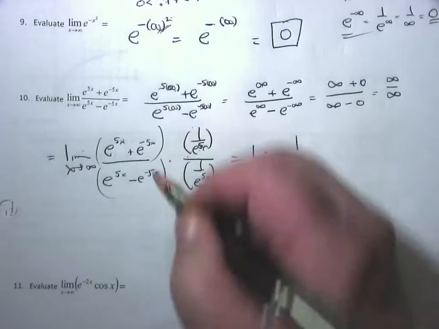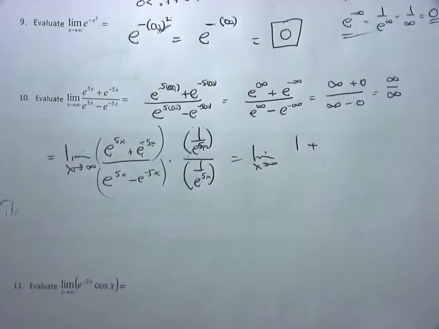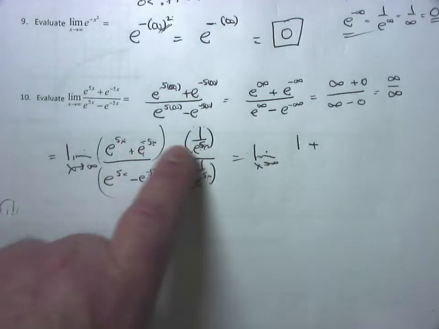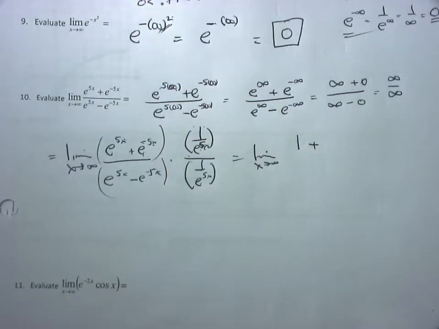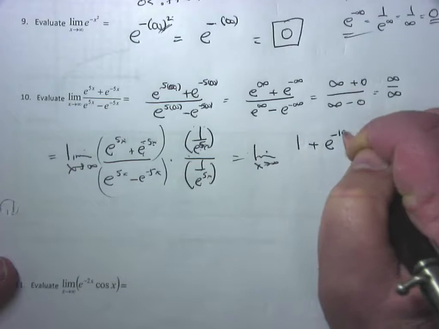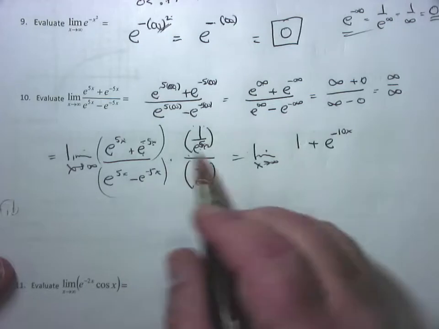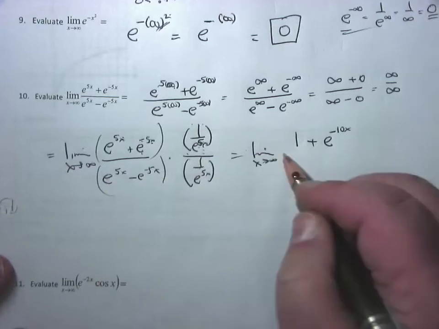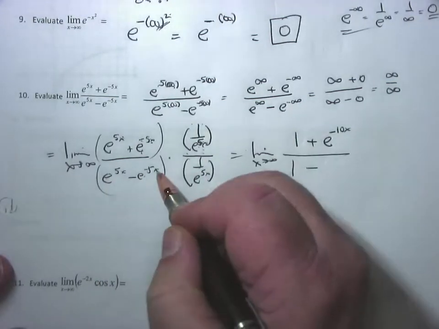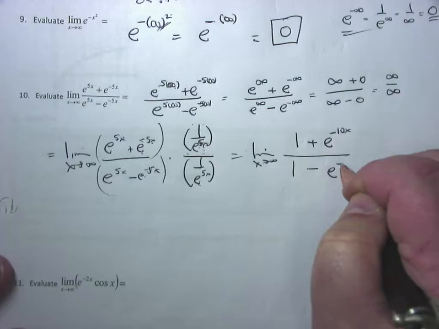Okay? Plus, what's e to the negative 5x times 1 over e to the 5x? And when you divide, you subtract exponents. We'll subtract exponents. What's negative 5x minus 5x? e to the negative 10x. When you multiply, you add exponents. When you divide, you subtract exponents. Top minus bottom. So it's 1 minus e to the negative 5x times 1 over e to the 5x. When you divide, you subtract exponents, and it'll be e to the negative 10x.